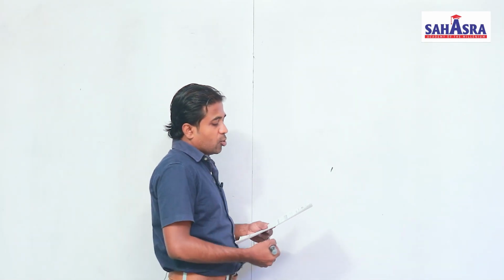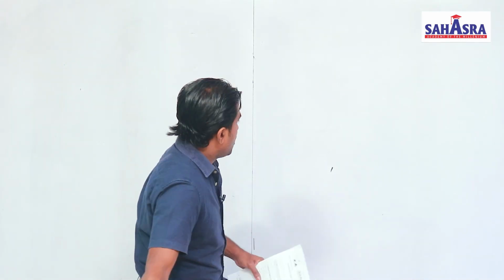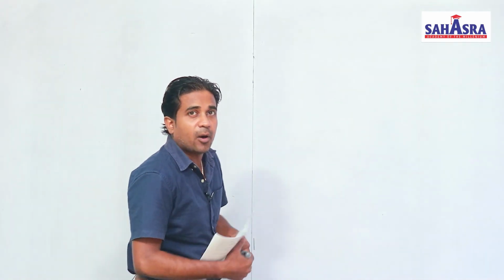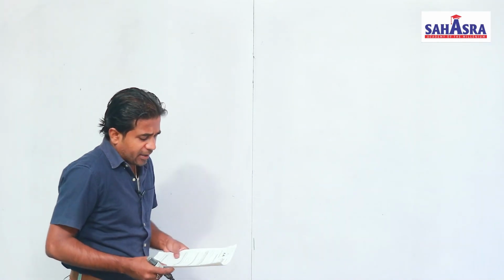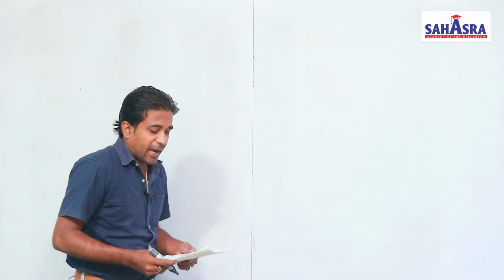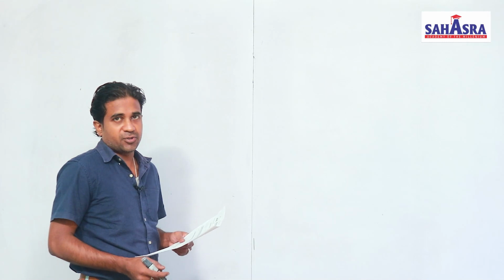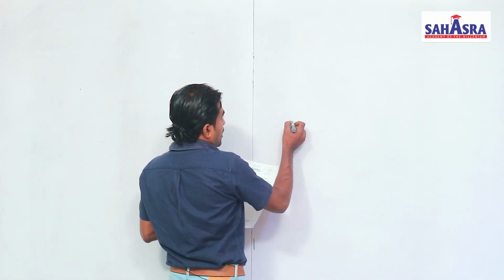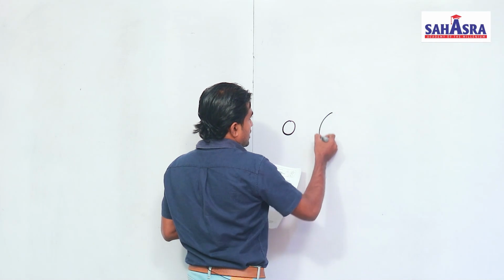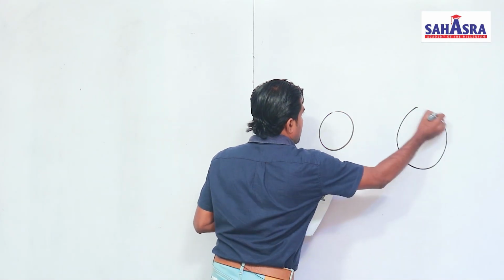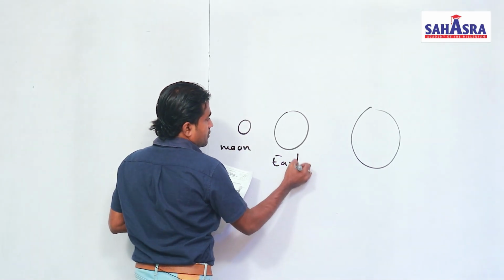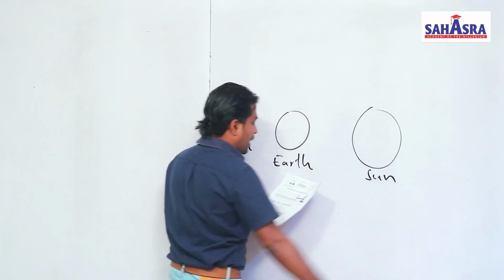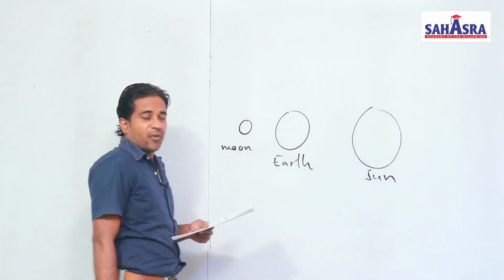The first question is about the moon, earth and the sun. I think all of you are familiar with these concepts. Here, let's go for the first question. Right now all of you observe your paper. There is a diagram of the moon, earth and the sun. Actually it's a model. Now there are some questions from that part.